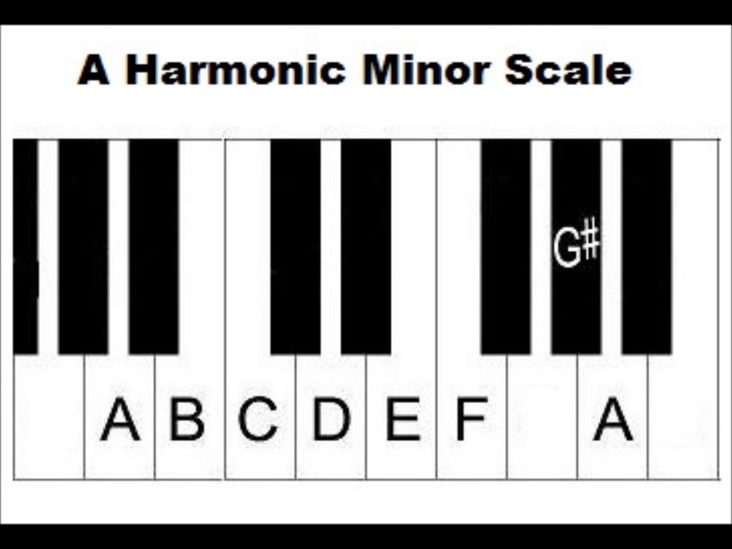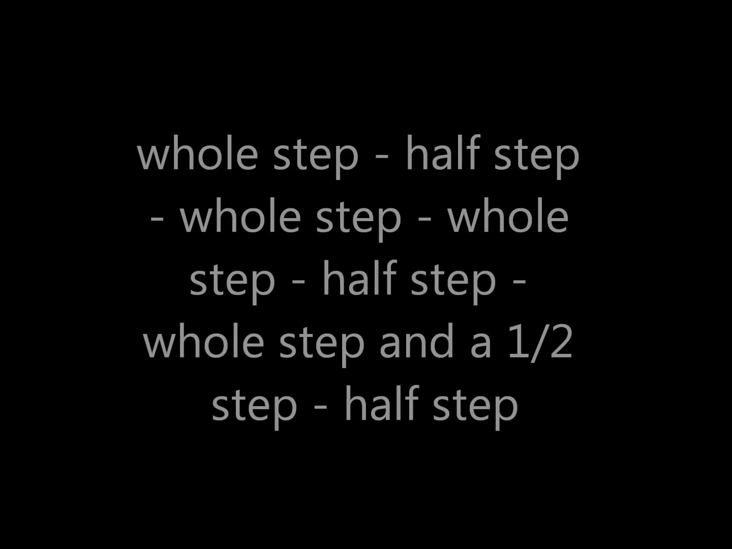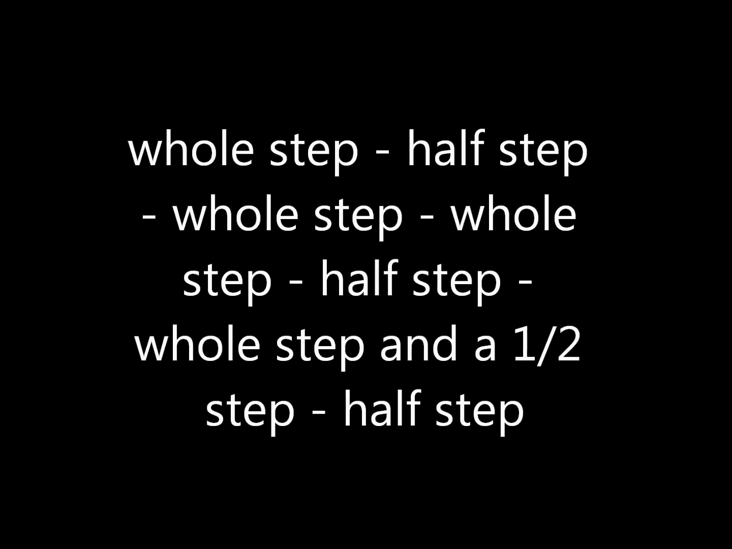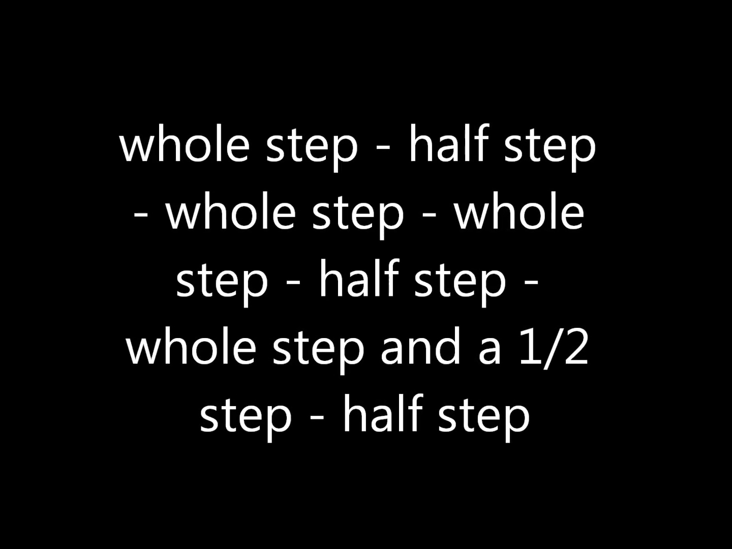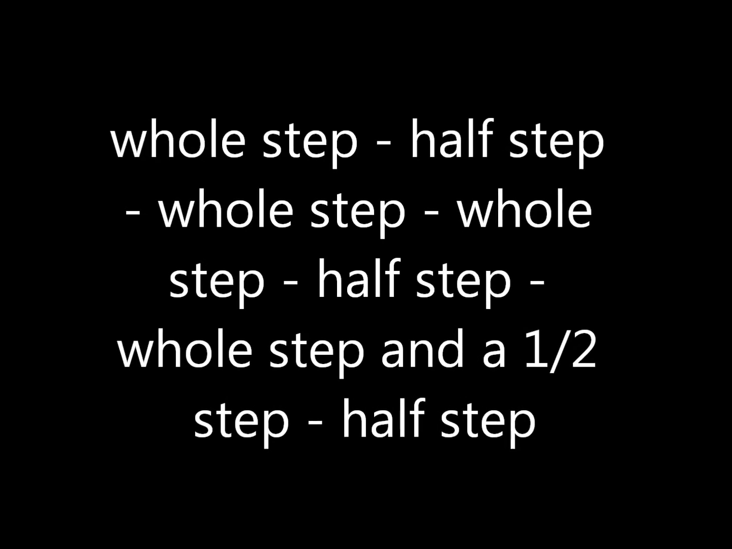For example, in the A harmonic minor scale, instead of playing G, you play G sharp. While the notes of the A natural minor scale are A, B, C, D, E, F, G, in the harmonic minor scale, it's A, B, C, D, E, F, G sharp, A. The formula for a harmonic minor scale is whole step, half step, whole step, whole step, half step, whole step and a half step, half step.